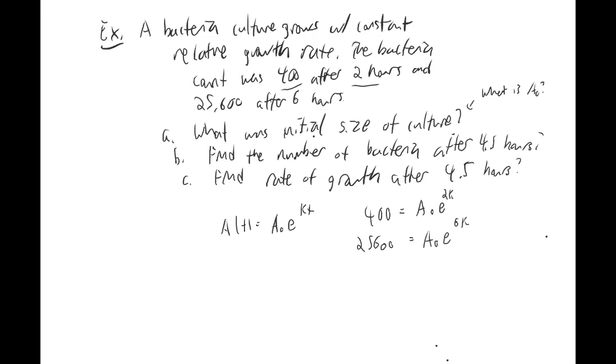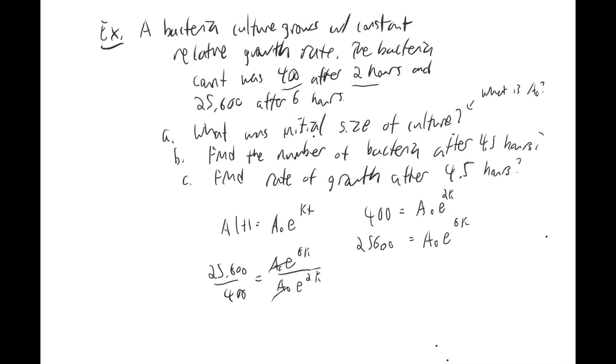In all of these questions, the information they give you is to solve for K and whatever your initial population is. It's always like that, even though the word problems might be different. So let's divide this by 400. Since they're equal, that's the same thing as dividing A naught e to the 6K by A naught e to the 2K. I want to solve for K first. The A naughts cancel.